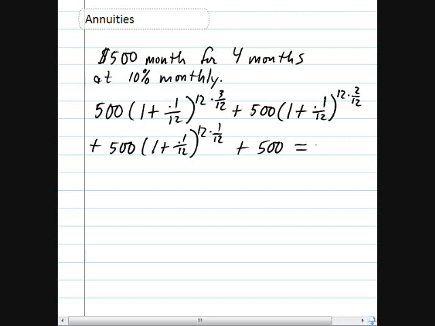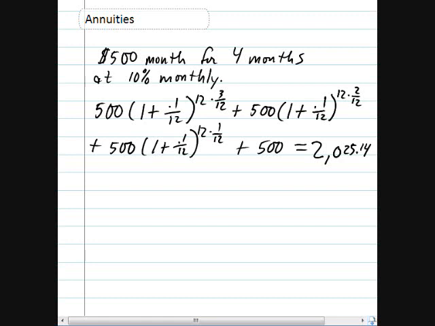Now, if you add up all these numbers using your calculator, you'll find that the total future value of this account is $2,025.14. Now imagine if we wanted to make these $500 payments for 30 years, not just 4 months. This calculation would be very long and tedious. Well, it turns out that there's a formula which will allow us to find the future value of an ordinary annuity without having to do all of this work.